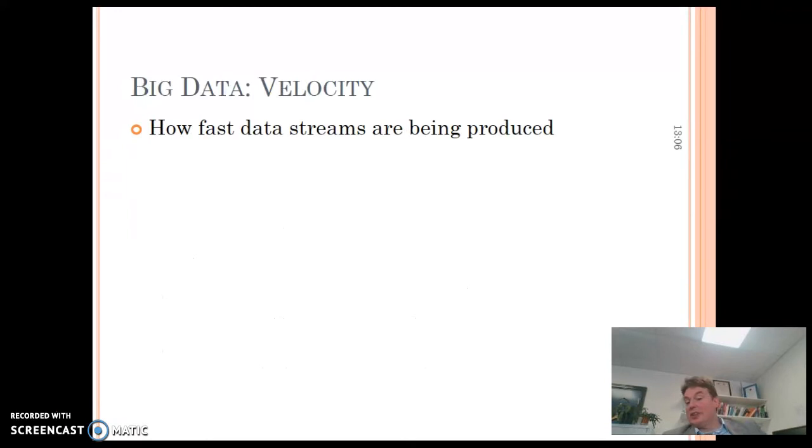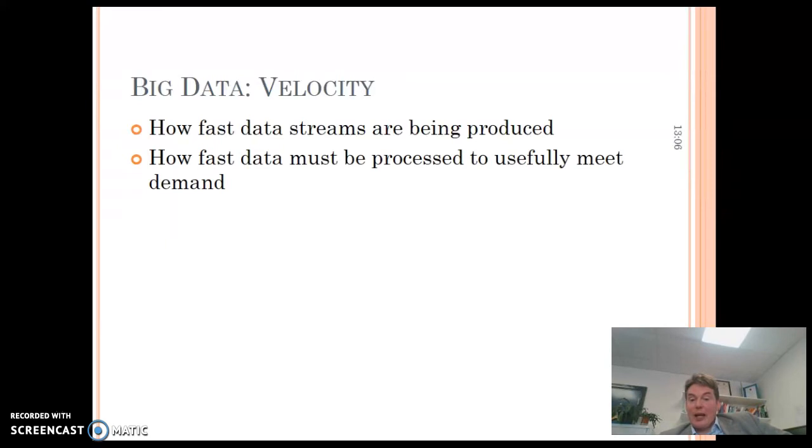And velocity. How fast is it being produced? How fast must we process it to meet some kind of demand? What's the point of knowing next week what people were feeling about something yesterday?